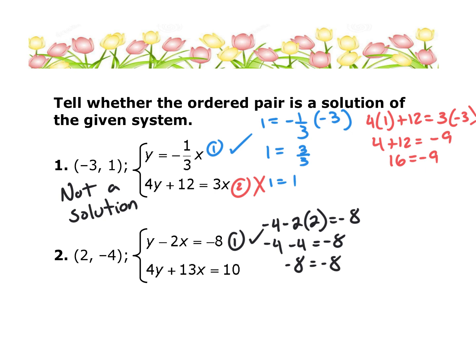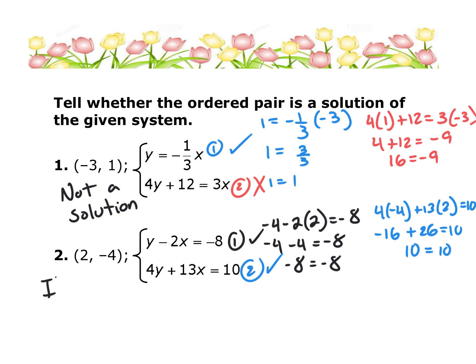So this one works. Now I'm going to go ahead and plug in the second one as 4 times -4 plus 13 times 2 equals 10. 4 times -4 is -16. 13 times 2 is 26. That equals 10. Then -16 plus 26 is 10, equals 10. So then this one is a solution, as 10 is equal to 10 and -8 is equal to -8. So it is a solution.